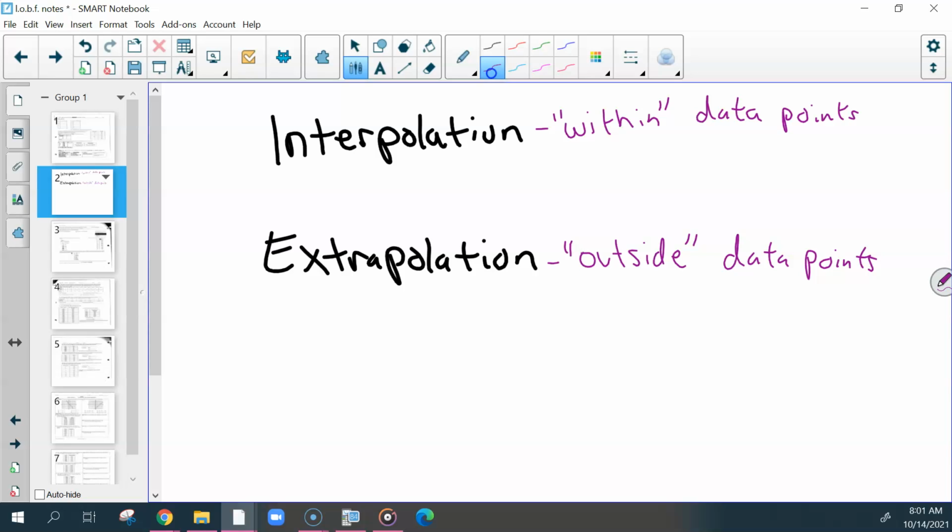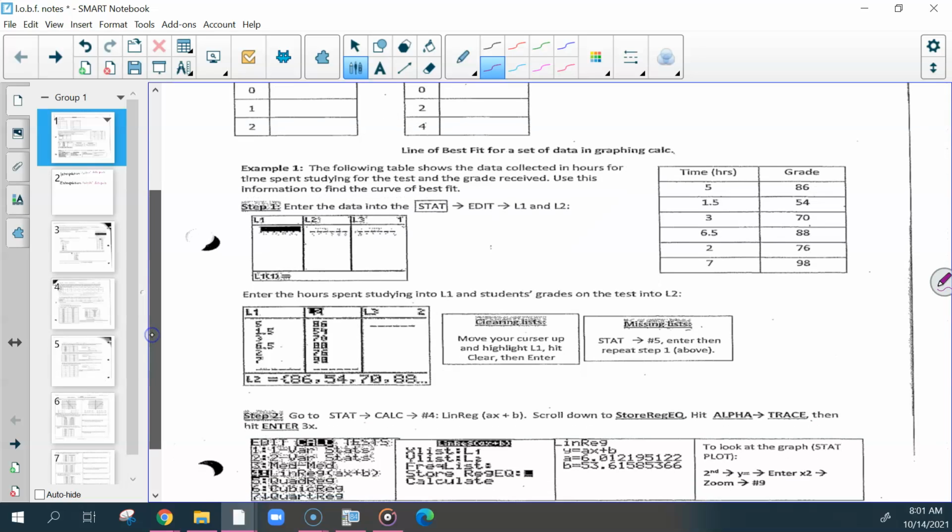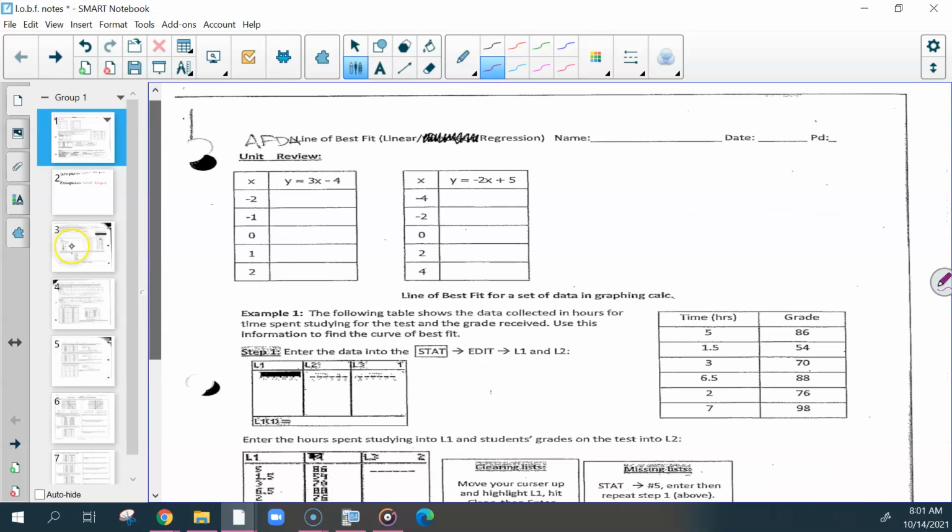So when you continue to practice your linear regression, I would make either a mental note or write off to the side, am I interpolating, am I extrapolating? So like, with this set of data we have, I think the questions asked about 0 hours and 6 hours. 0 hours is not really in this set of data. Our lowest is 1.5, our highest is 6.5. So 0 would be an extrapolation.